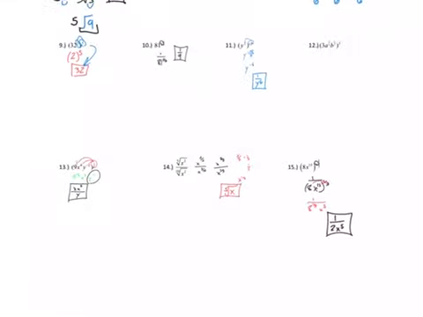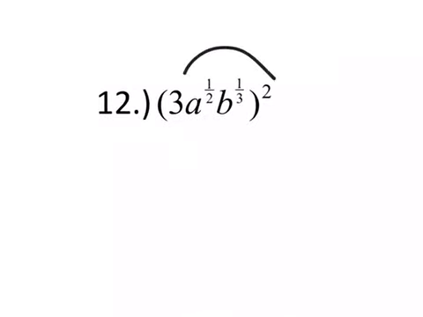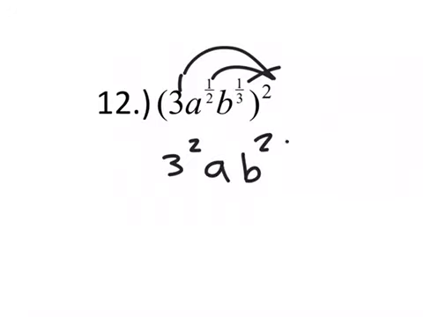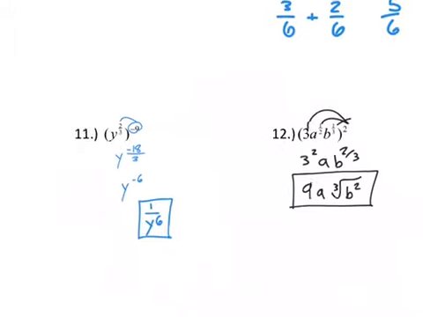All right. So that showed you some of the different scenarios that can come into play. Oh, it looks like I missed one here. Power to a power, even with that 3. 3 squared, a to the 1st, b to the 2/3. 3 squared is 9. b to the 2/3 power would be the cube root of b squared. So this covers some of the different scenarios out of 6.4.